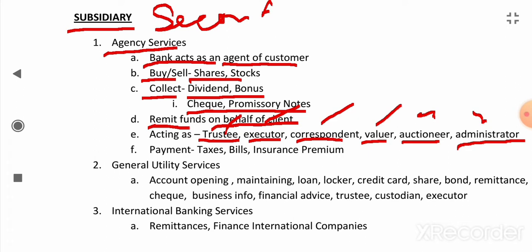Next, in the agency services, is payment of taxes, bills, insurance premium. Whenever you have to pay your income tax, GST, etc., you make the payment through the bank. In this process, the bank is acting as an agent of the customer. Or you pay your electricity bill, water bill through the bank. In this process also the bank is acting as an agent. And whenever you have to pay the insurance premium of your insurance policies, there also it's acting as an agent. They are doing the work on your behalf.